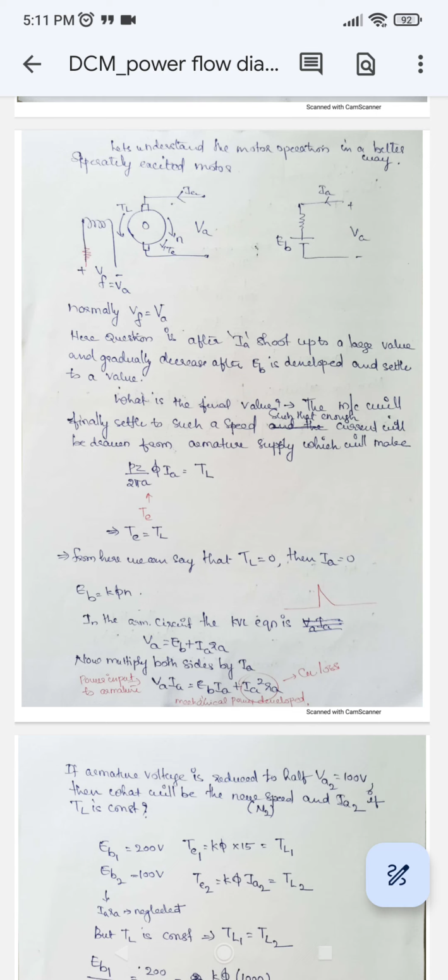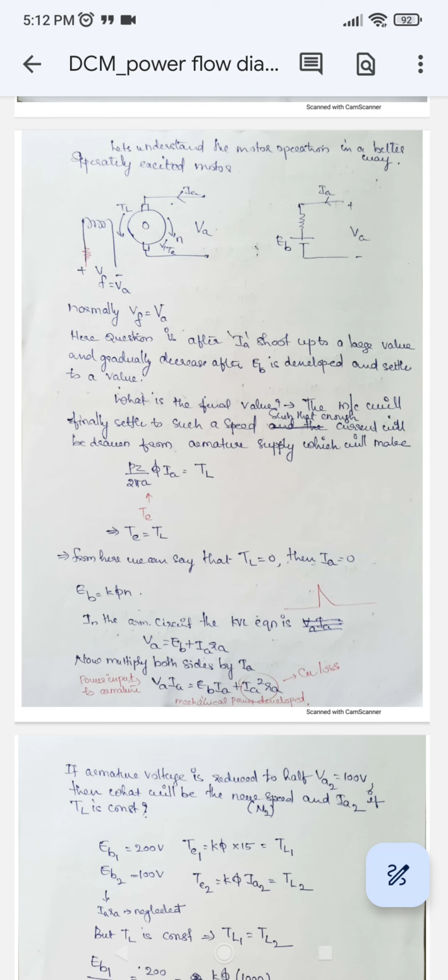So what did we discuss in the last class in the principle of operation? When the motor is just starting, the speed is very less, and the back EMF of the motor is directly proportional to the speed of the motor, because we know E = ΦZNP/60A. So E is directly proportional to N, the speed of the machine. So when N is very small, EB will be very small. When EB is very small, the current drawn by the motor will be high.